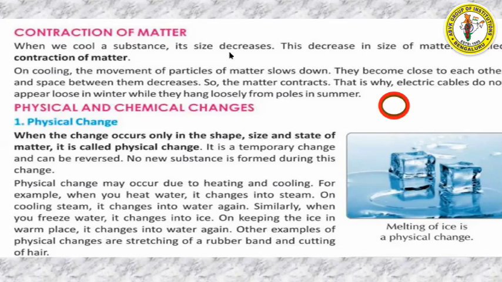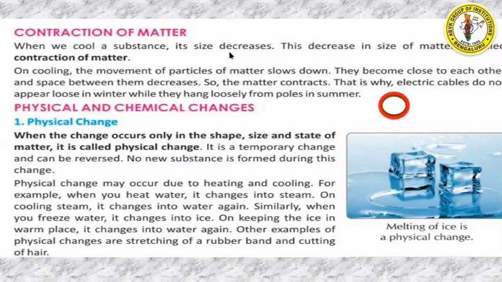And it is also a temporary change and can be reversed. And in a physical change, no new substance is formed during the change. Main points: the change occurs only in shape, size, and state of matter. This is a temporary change. This can be a reversible change, and no new substance is formed in this change.